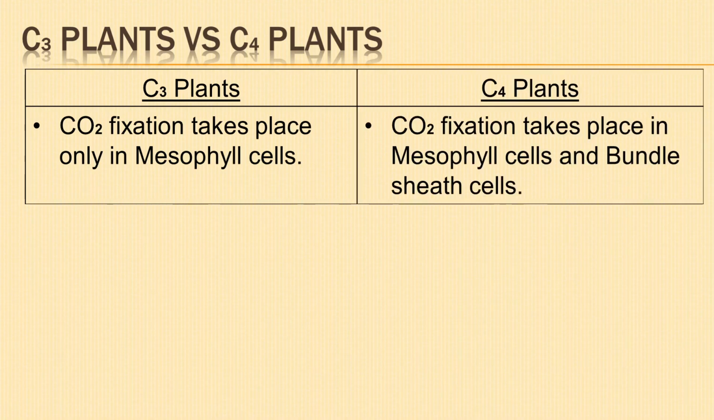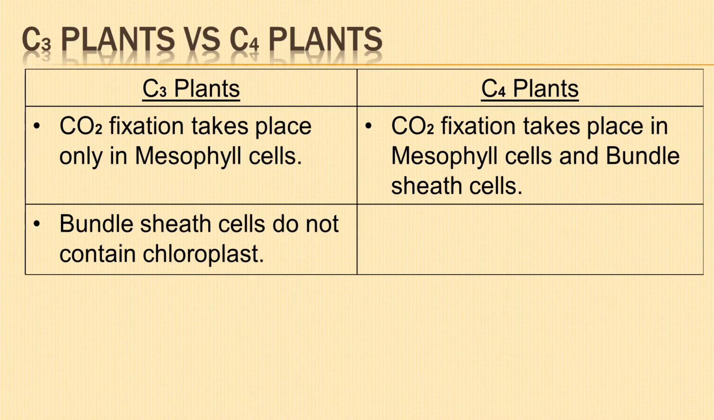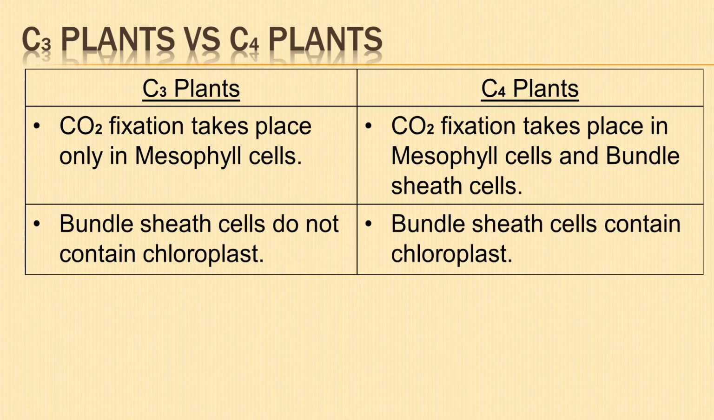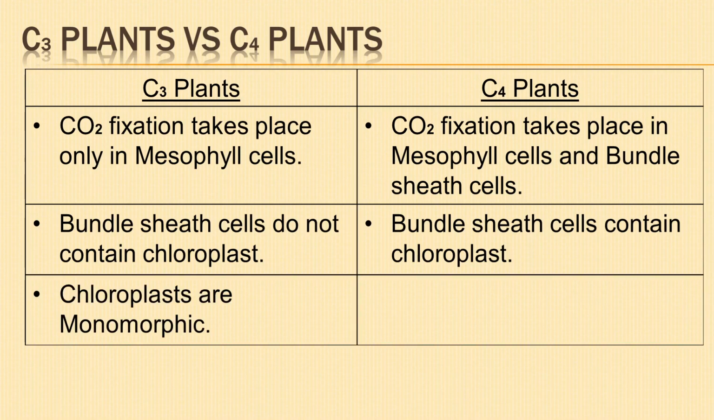Carbon dioxide fixation takes place twice in C4 plants, once in mesophyll cells and then in bundle sheath cells. Bundle sheath cells of C3 plants do not contain chloroplast. Bundle sheath cells of C4 plants contain chloroplast. In C3 plants, chloroplasts are monomorphic, that is, they have only one type of chloroplast. In C4 plants, chloroplasts are dimorphic, granule and agranule chloroplast.